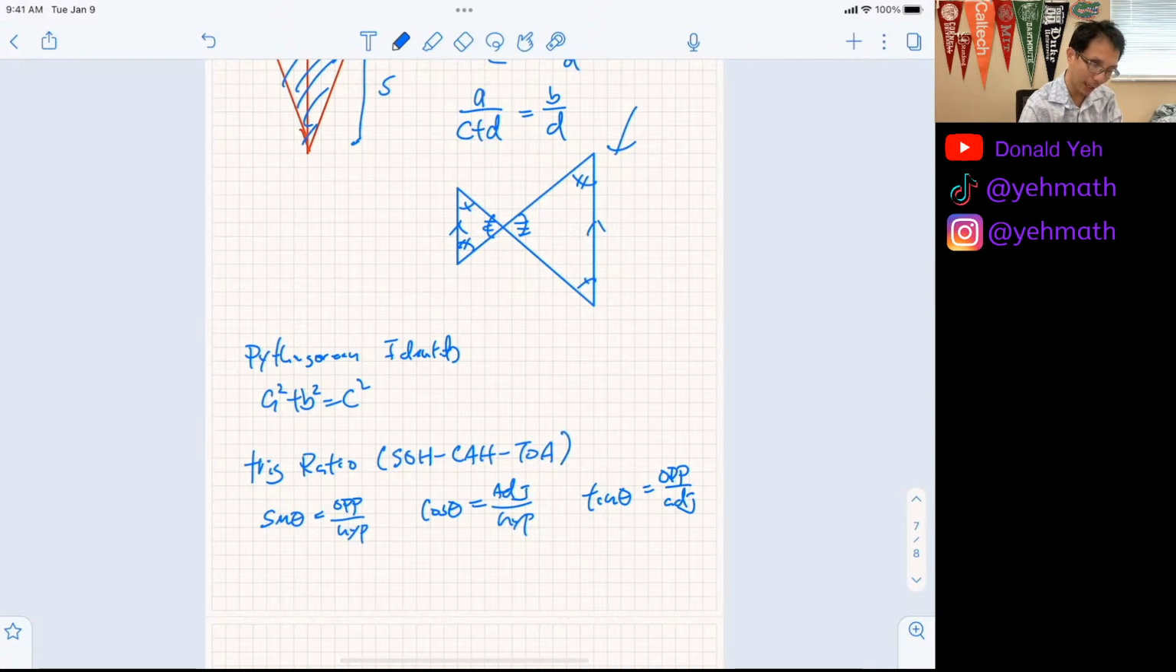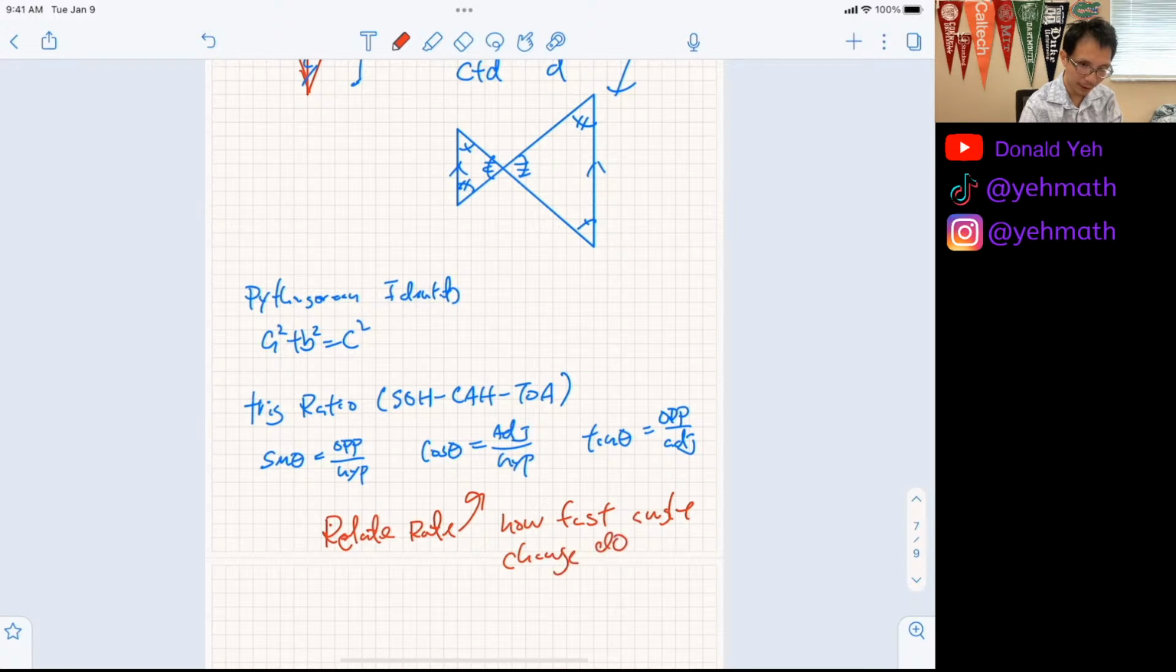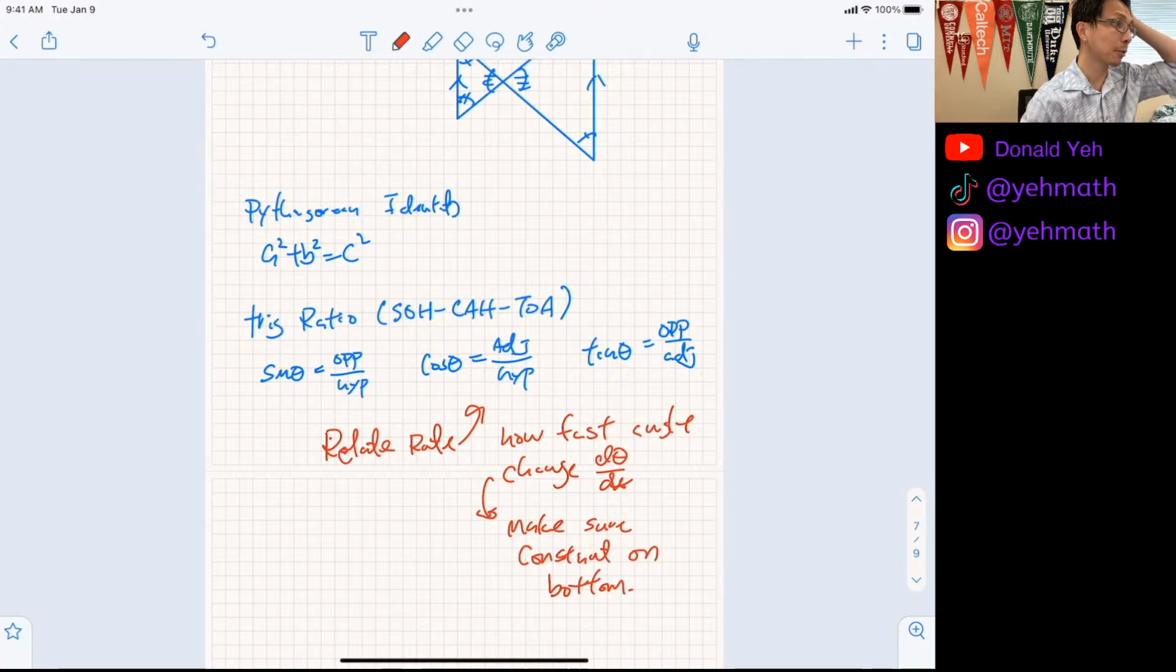Now, I want you to write something down right now. As far as related rates go, this type of question only deals with how fast the angle changes, which is d theta dt. Also, make sure the constant is on the bottom. And that's it. We end the day here. Tomorrow we're actually going to do problems. Today we just talked about the relationships that you're going to be using tomorrow.